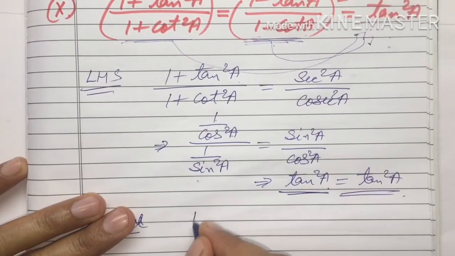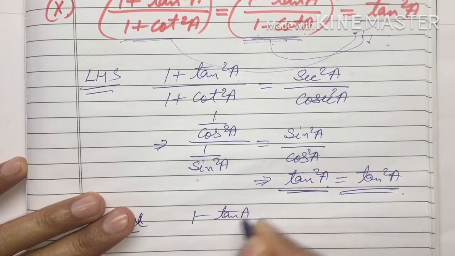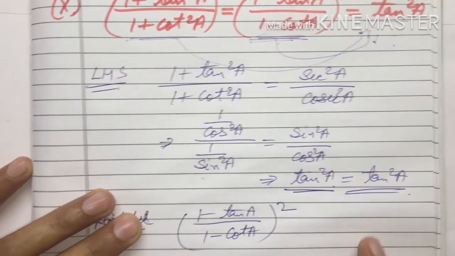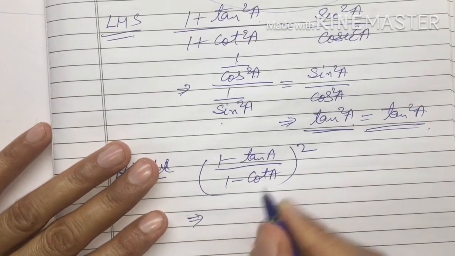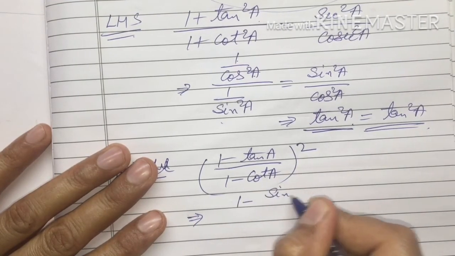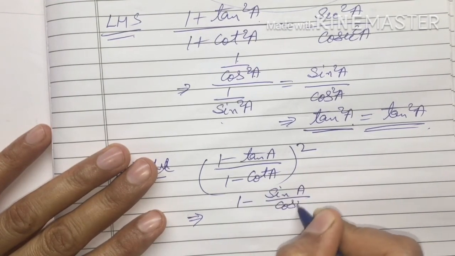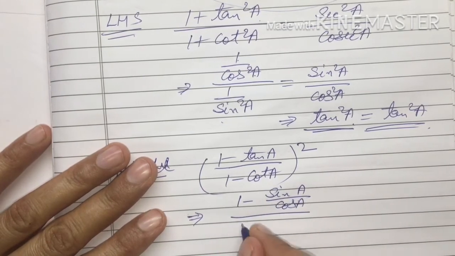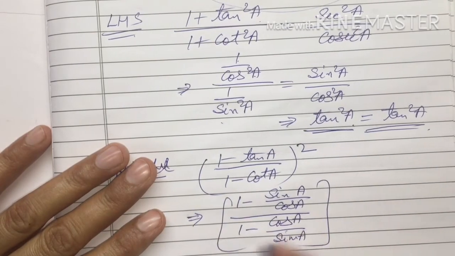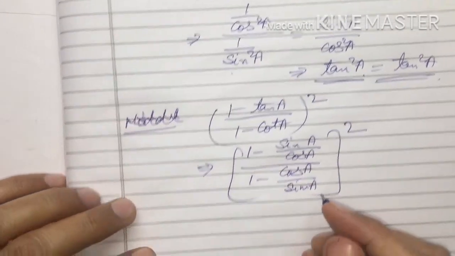Now we will take this middle part and we will prove this is equal to tan square A. So (1 minus tan A upon 1 minus cot A) whole square. So what we can write down, we will change tan and cot into sine and cos form. So 1 minus sine A upon cos A. In the denominator, 1 minus cot will change into cos A upon sine A, and square of that.